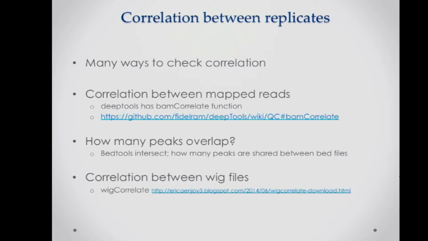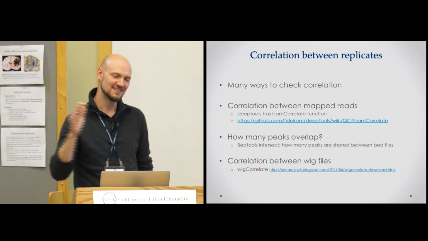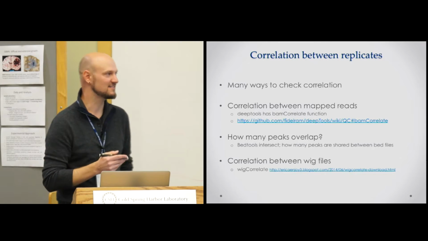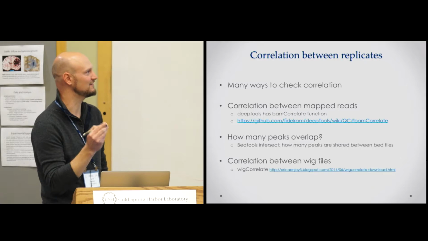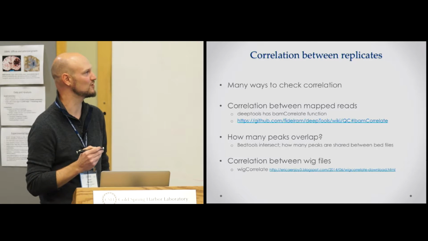So I point you to something called Deep Tools. This is something we use a lot in the lab. Once you get familiar with command line and feel comfortable with it, it's an easy tool. They have a lot of nice things like BAM correlate. BAM correlate will also generate a bigwig file for you if you want to post it into the UCSC browser. If some of this stuff sounds foreign at the moment, if you're working with ChIP-seq data, this will become more and more familiar to you.